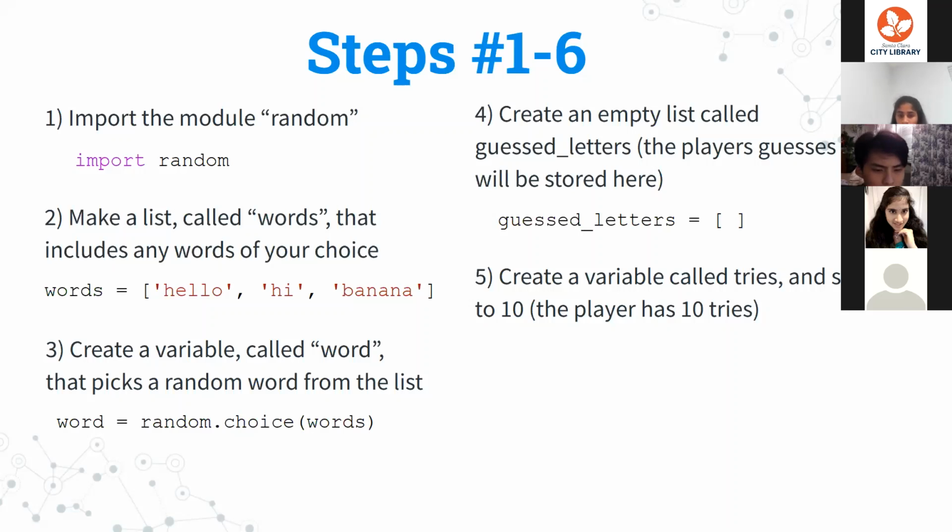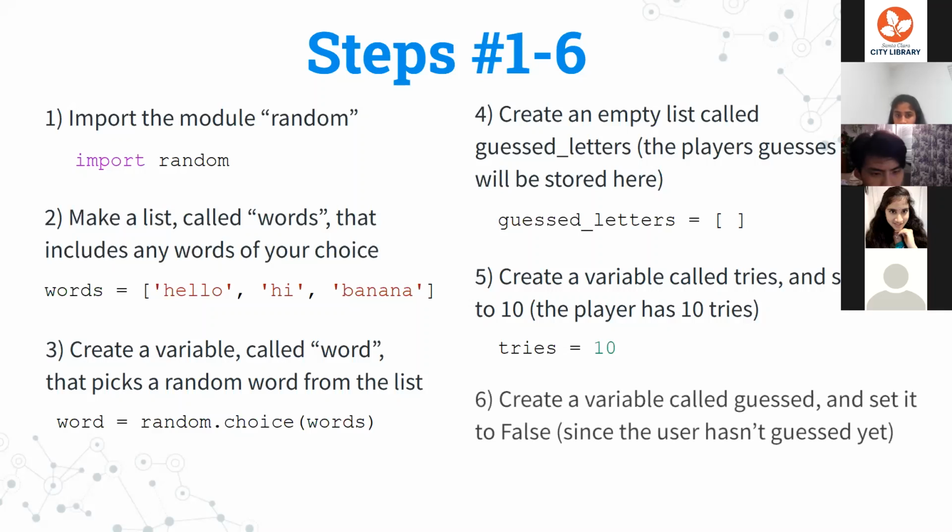Okay, so I will reveal the answer for this step now. It should look something like this: tries is equal to, with a single equal sign, 10. And for the sixth step, we're going to create a variable called guessed, and we're going to set this variable to false, since the user hasn't guessed yet.